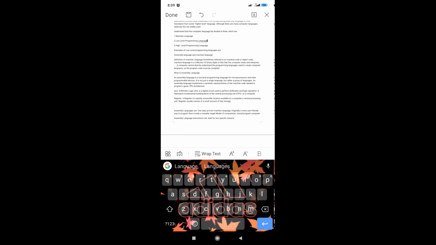Why is it so? The reason is that a computer or a system cannot directly understand the programming language used to create programs. So the program code must be compiled. Compilation here means transforming it into the machine language.